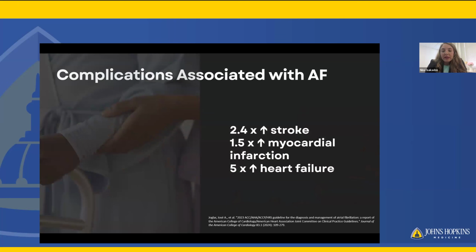The reason we are worried about AFib, in addition to the symptoms, which we'll cover, is that it increases the risk of stroke, which needs management to decrease that risk. It's associated with an increased risk of heart attack, weak heart muscle, and increased hospitalizations. This is the reason we put in efforts to decrease these complications associated with AFib.